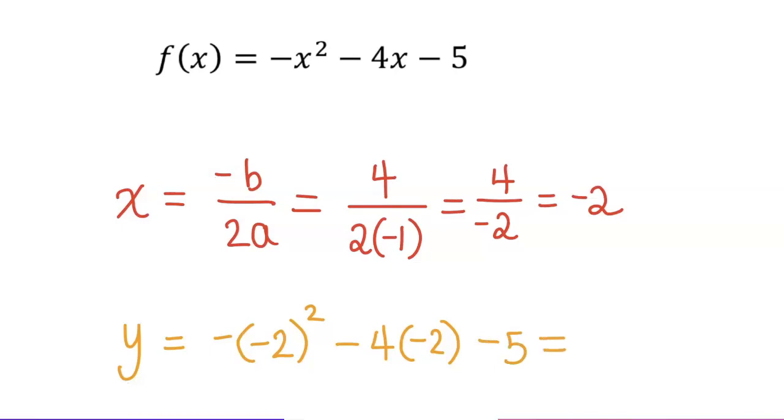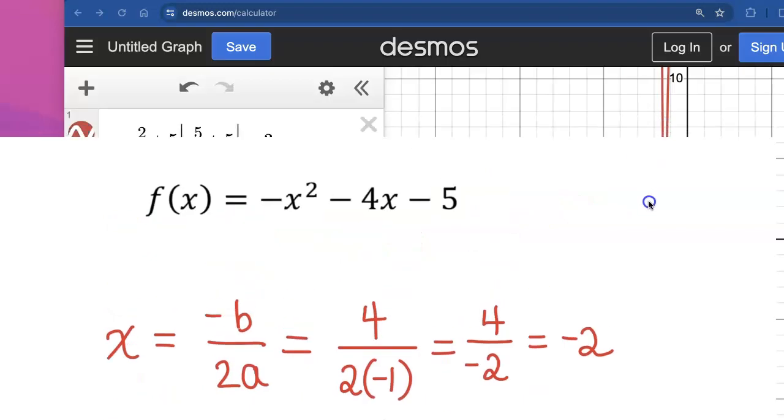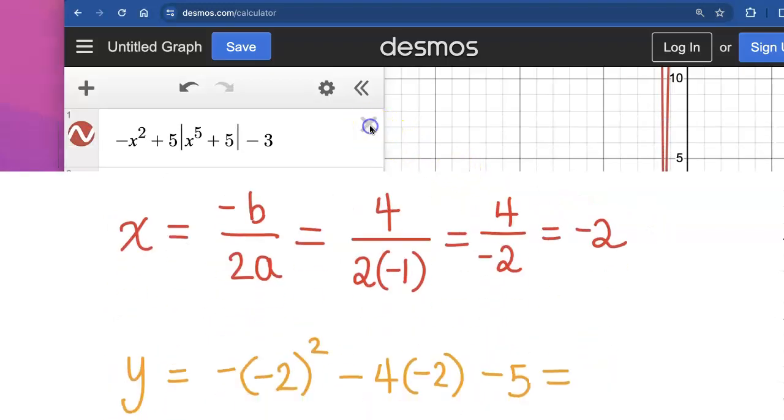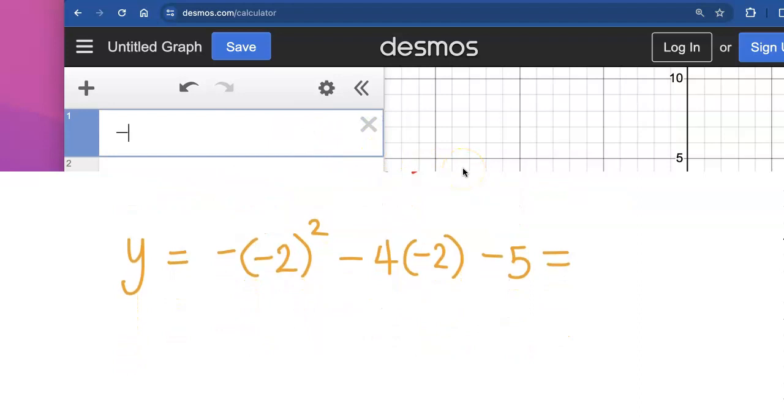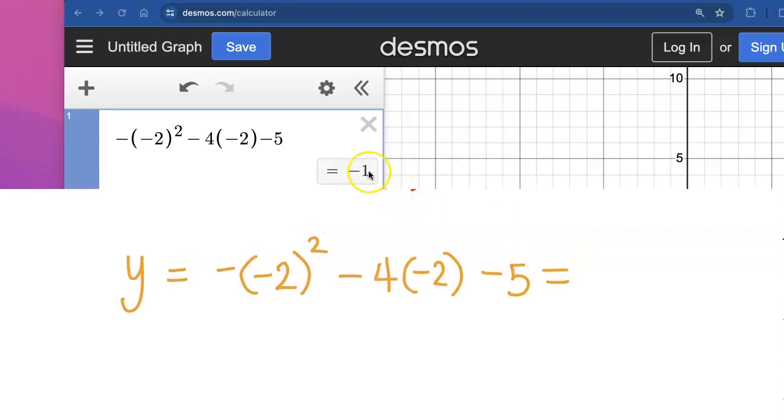You are allowed to use a scientific calculator. So on the exam, if you have one available, you can go ahead and use it. So let me type that in. Negative 2 squared minus 4 times negative 2 minus 5. So the y-coordinate comes out to be negative 1.